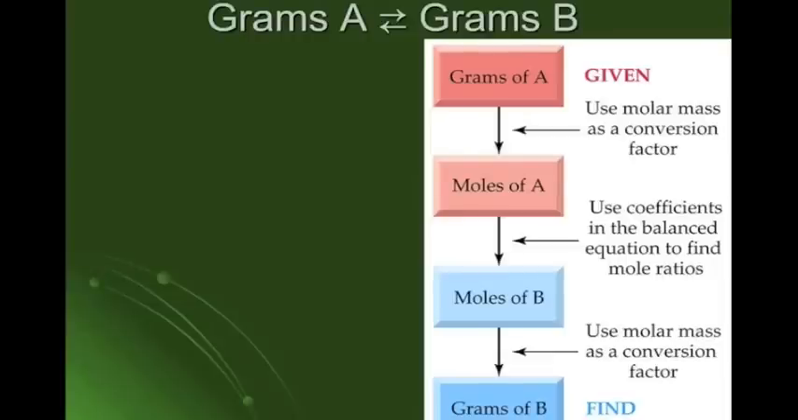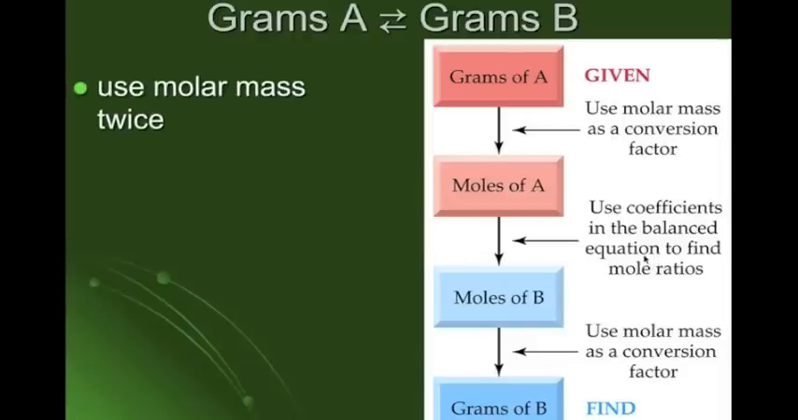Now, our very last example, we're going to go from grams to grams. Grams of A to moles of A, then moles of A to moles of B, and moles of B to grams of B. On this one, what we need to write down is that we're going to use 3 conversion factors. We're going to use the molar mass of each compound that we have, and we're going to use the mole ratio as a conversion factor.